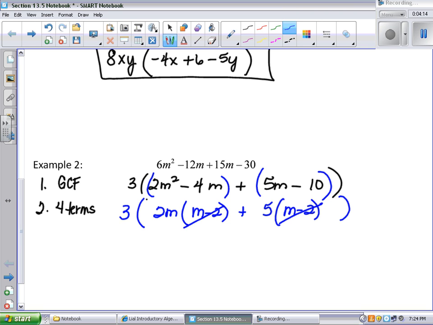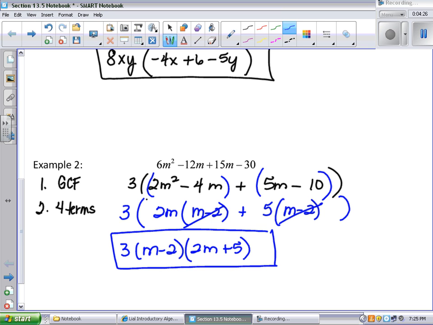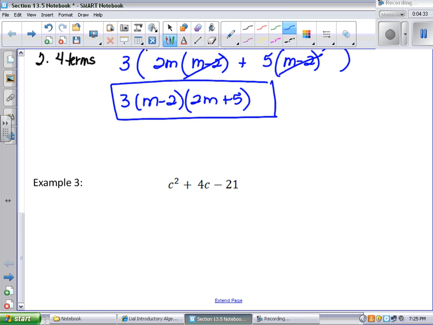m minus 2 is my common factor, so I have 3 times m minus 2, and what's left is 2m plus 5. So that one we could use 2 techniques on. First, greatest common factor, and second, factor by grouping. Let's look at example number 3.